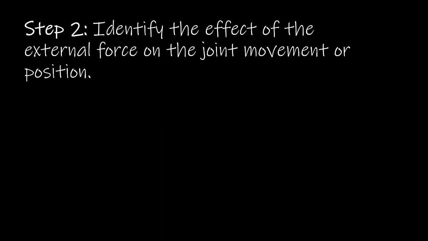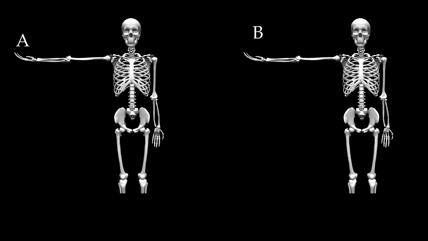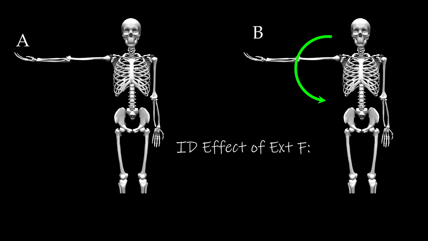For our second step, we want to identify the effect of the external force on the joint movement or position. We want to ask ourselves what movement would the external force produce if there were no active muscles. If we look at what happens between A and B, as I said, nothing is happening, but we still have the effect of gravity acting on our limb. In this case, gravity wants to create a counterclockwise torque. So if we identify the effect of the external force, we say the effect of the external force is adduction, or creating a torque from our perspective in a counterclockwise direction.